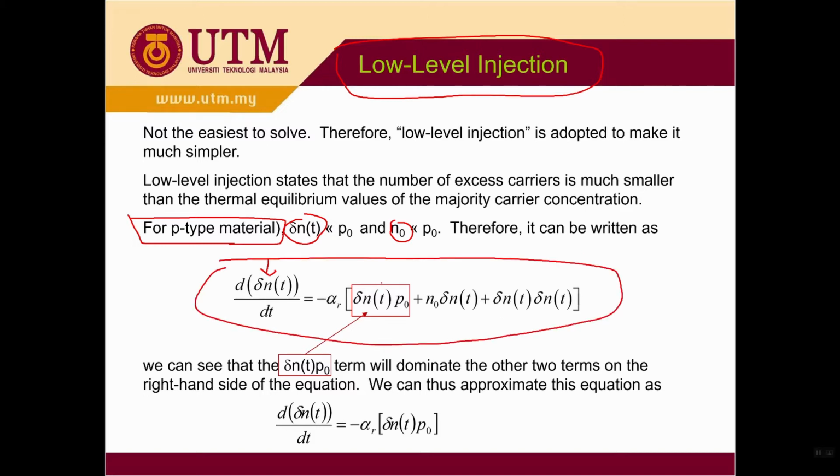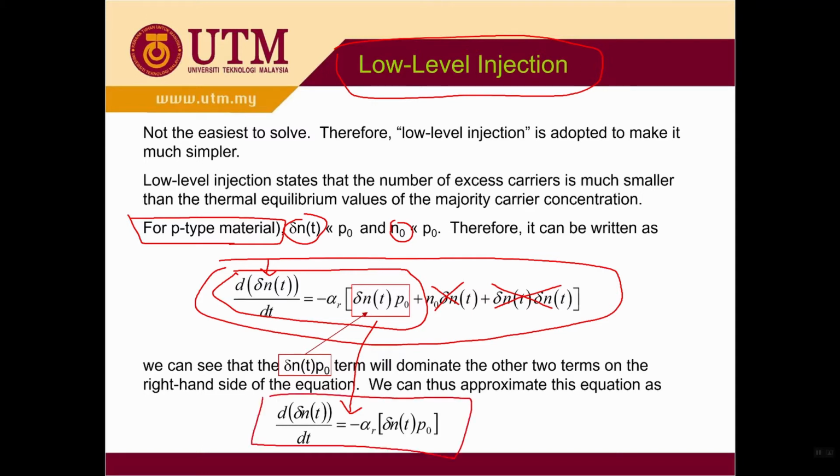So what you do here is that you know that this delta n is very small and n0 is very small, so you can cancel this one, and you can cancel this one as well. Then you bring this whole thing down here, and you get the term alpha r delta n p0. So we can see that the delta n p0 term will dominate, and the other term on the right-hand side can be ignored. So we can approximate this equation to be this one down here.